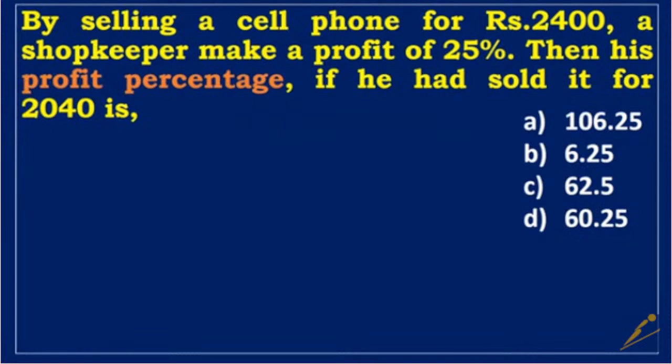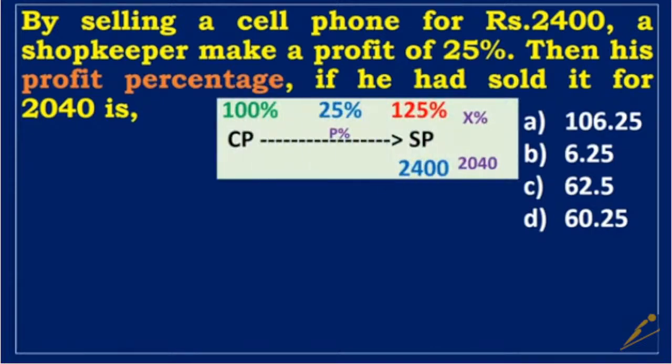Second example. By selling a cell phone for rupees 2,400, a shopkeeper makes a profit of 25%. Then his profit percentage, if he had sold it for 2040, is. From the information given, we know that the shopkeeper made a 25% profit on the sale of the cell phone for 2,400 rupees. Assume the cost price is 100%. The selling price percentage is then calculated as 100 plus 25 equals 125%, or 2,400 rupees.